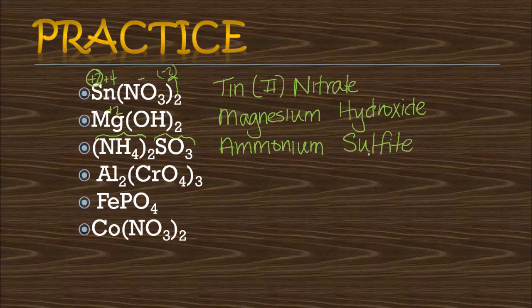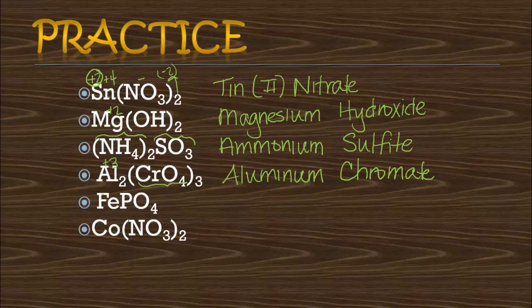Now let's look at Al. Al, again, is only a positive 3, and that is aluminum. So all I have to do is look up whatever CrO4 is, and that is chromate. So I just write the name of the polyatomic ion, aluminum chromate.